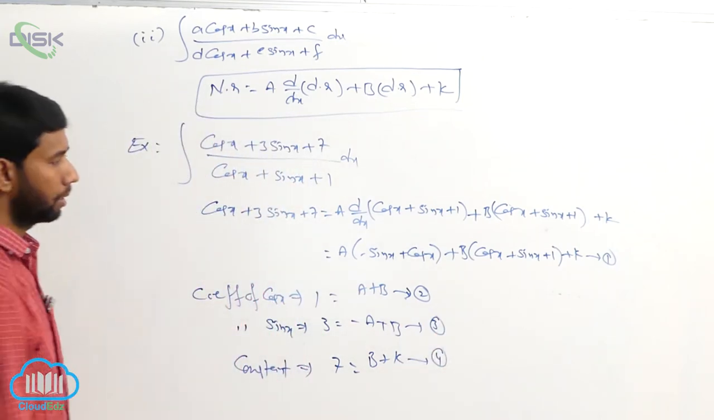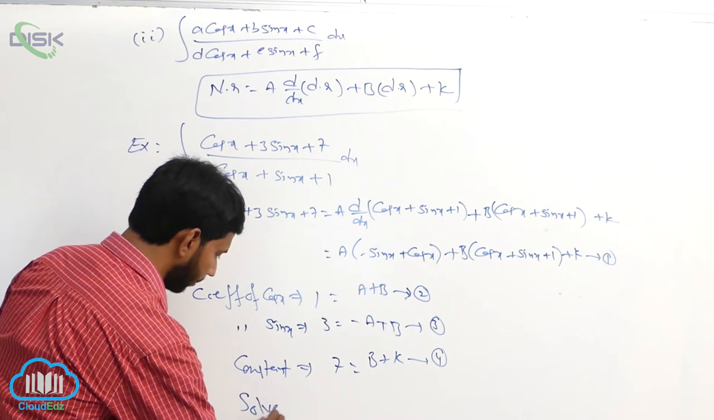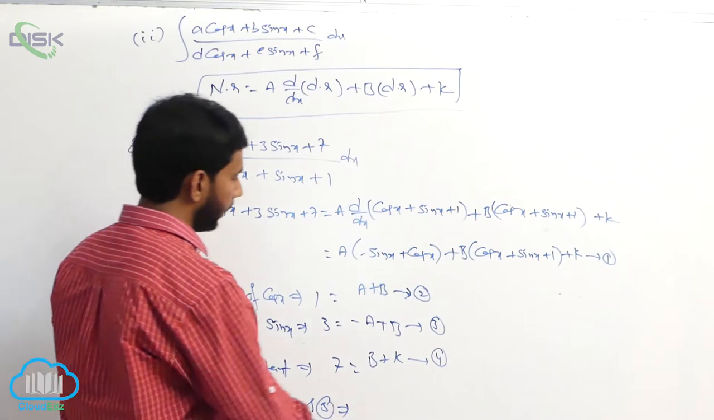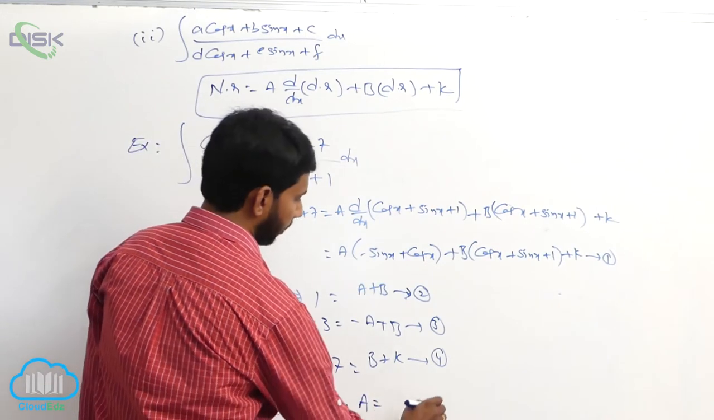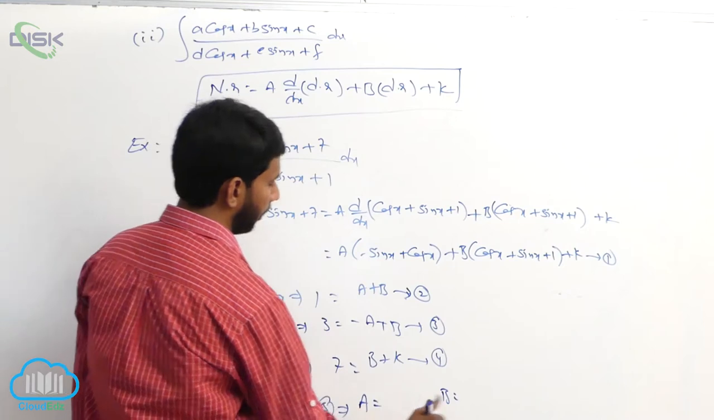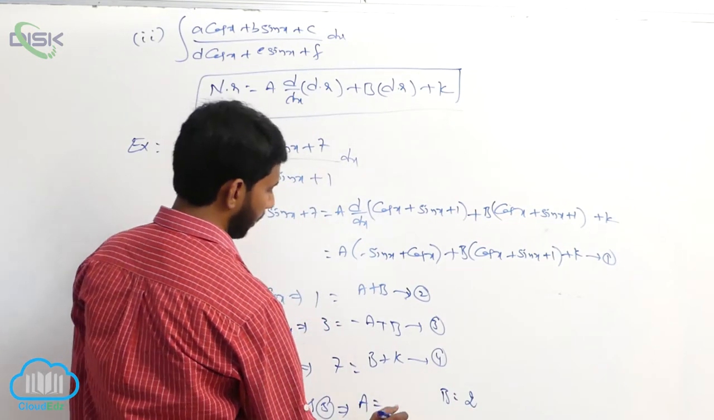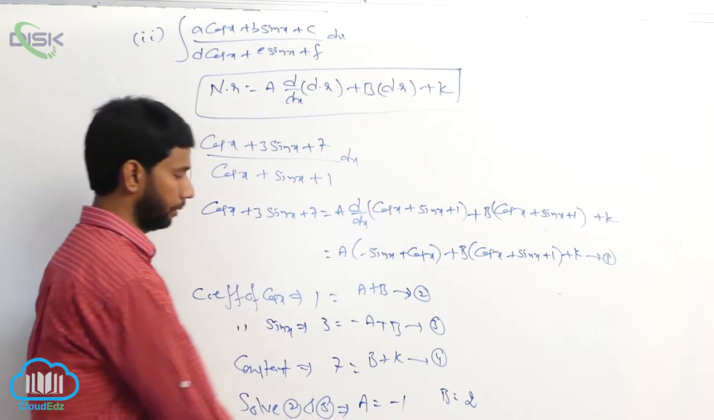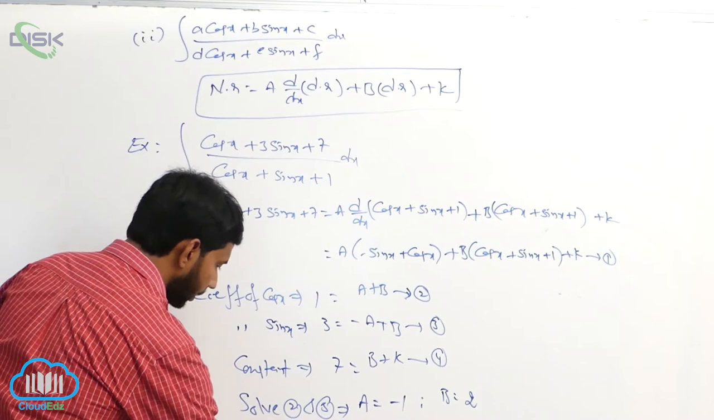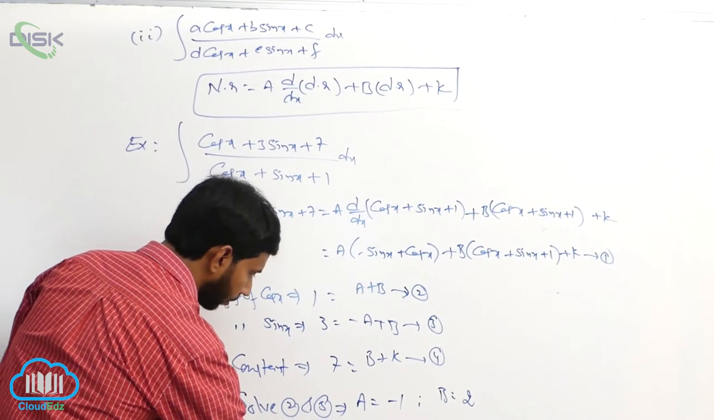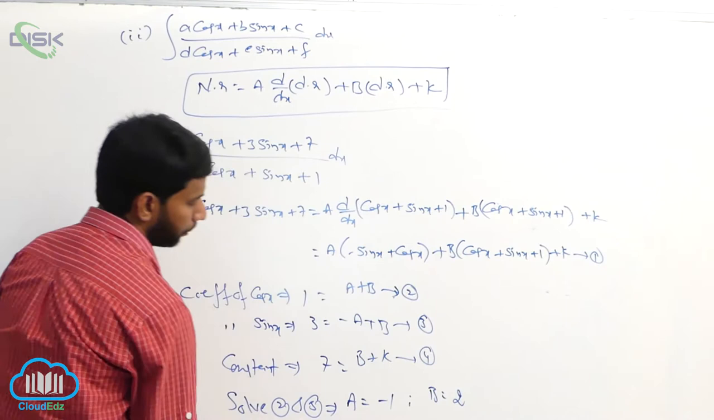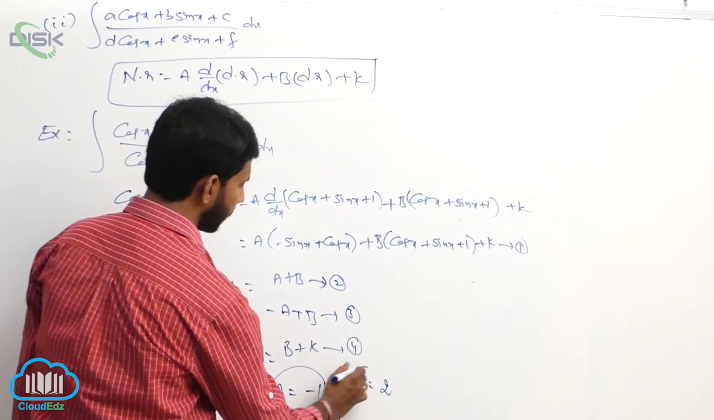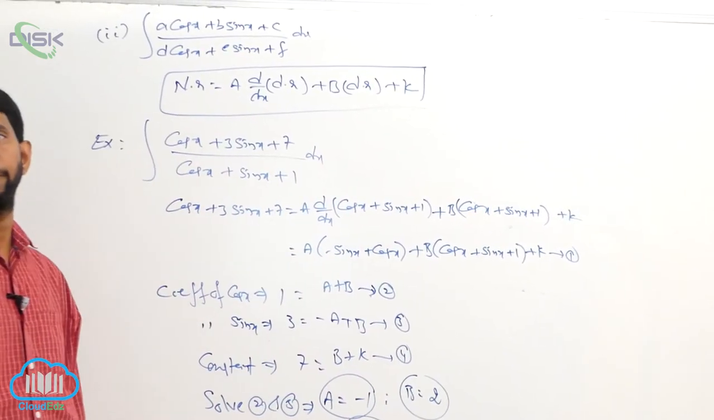Solving equation 2 and equation 3, we get the values b equal to 2 and a equal to minus 1. Substitute the value of b in equation number 4. That implies k is equal to 5. Here a equal to minus 1, b equal to 2, k equal to 5.